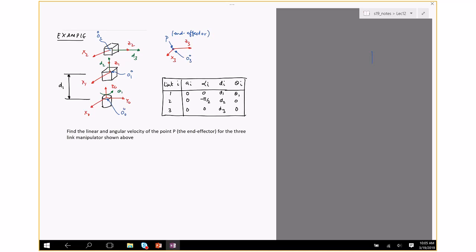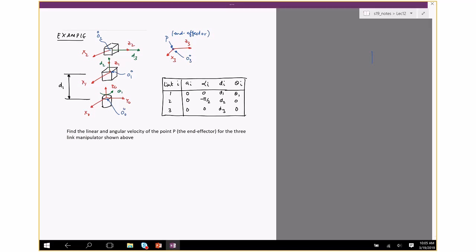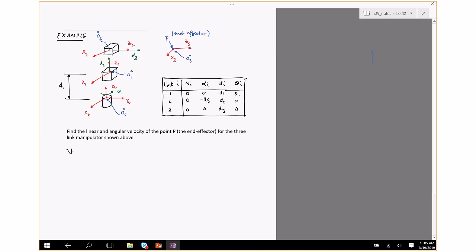velocity as well as the angular velocity. So what we know is that the linear velocity and angular velocity are given by this formula: jv1, jv2, jv3, j omega 1, j omega 2, j omega 3 times theta 1 dot, d2 dot, d3 dot.